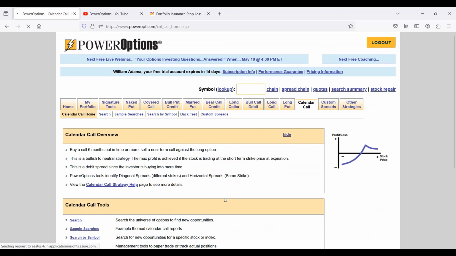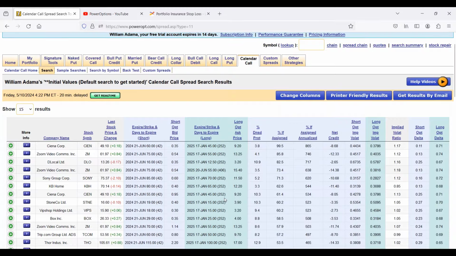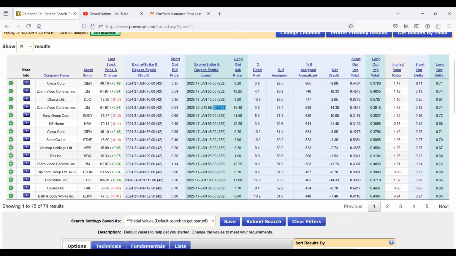So what am I doing in a calendar call, poor man's covered call? Well, I'm buying a call in the money, typically farther out in time, maybe 200 days, maybe 300 days, maybe a year out in time, 406 days here for June. And we're using it sort of as a stock surrogate. Instead of buying the stock and doing a covered call, we're buying an in-the-money call at a fraction of the price, maybe with a relatively high delta, maybe 0.7, 0.75, 0.8, maybe closer to 1, depending on what your structure is. And we're going to sell near-term calls against the position.